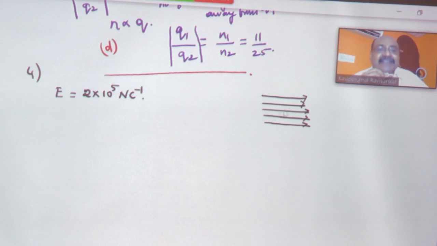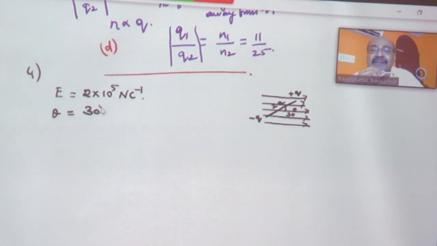Inside this, you have an electrical dipole. Electrical dipole means at one end you have minus q, at another end you have plus q, and the distance of separation is considered to be 2a, and it is inclined at an angle of 30 degree. So the angle of inclination theta equals 30 degree. What else is given? It experiences a torque. So the torque experienced is 8 Newton meter.